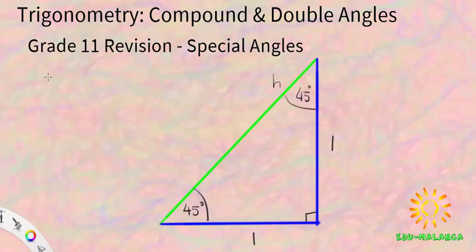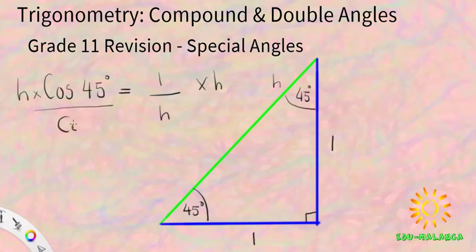From SOHCAHTOA, we know that the cosine, and we can choose one of these angles, any, because they're all equal. So we're going to choose 45 degrees. The cosine of 45 degrees is equal to the adjacent length, which is 1 unit, over the hypotenuse, which is h. We're trying to solve for h, so let's multiply by h on both sides, and then let's also divide by cosine of 45 on both sides.